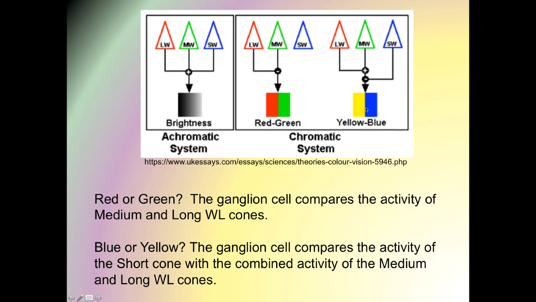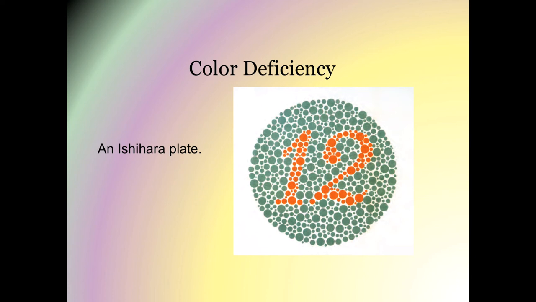So we get a nice clear distinction between blue versus yellow here because of that. So it works just like the red-green system, except it's combining the activity of medium and long cones. Now that we understand this, we can also take a look at color deficiency. This is sometimes popularly called color blindness, but it's not really being colorblind, is it? It's just a difficulty distinguishing between colors.